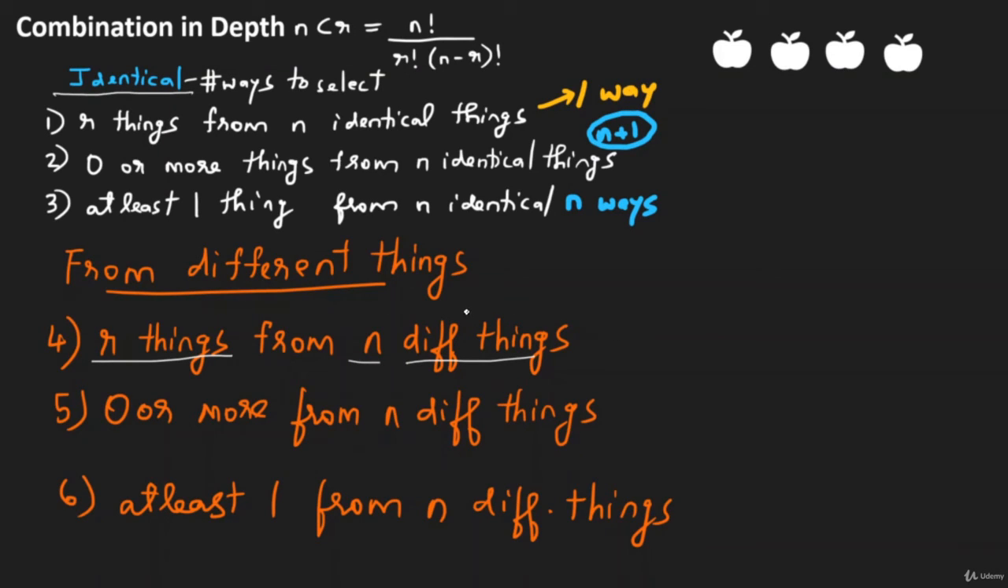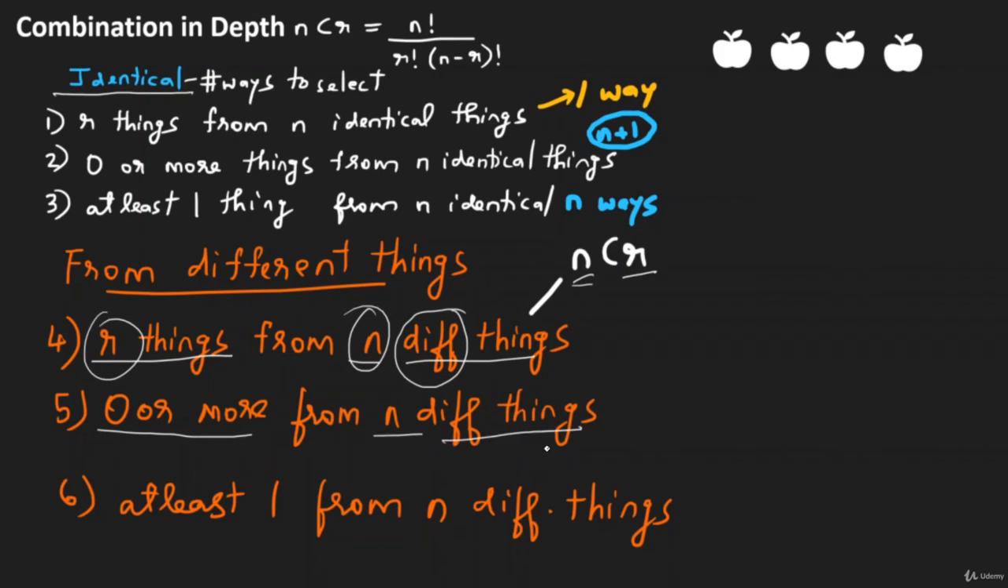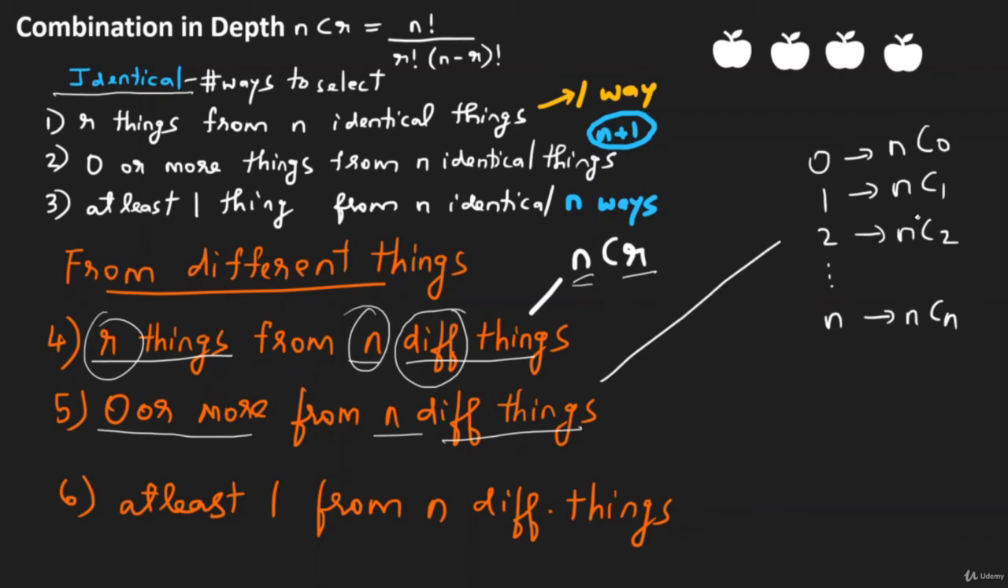Alright. Now over here, as the items are different, you can select R things from N different things in NCR ways. Right. That's what we defined combination to be, which is the number of ways of selecting R things from N things. Alright. Now, in how many ways can you select 0 or more things from N different things? You can either select 0 items or 1 or 2 up to N.